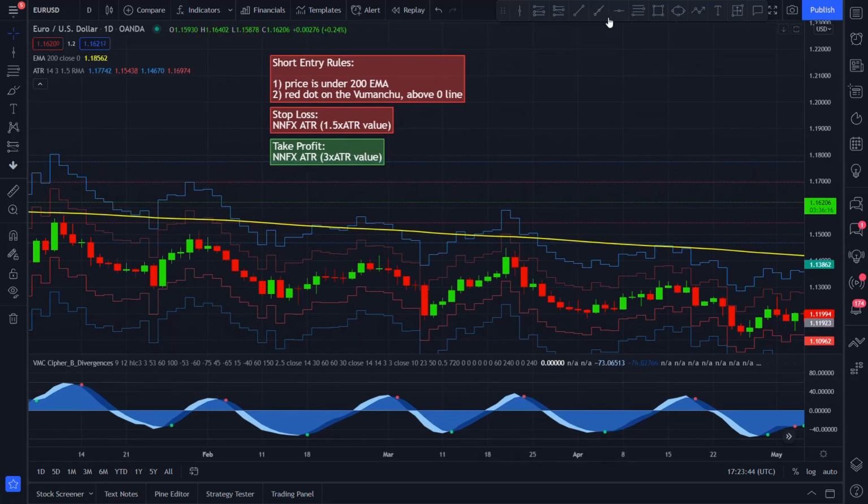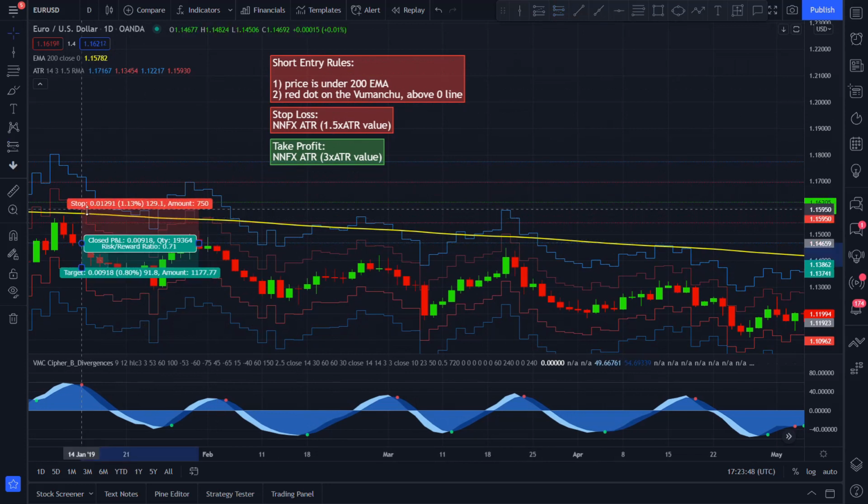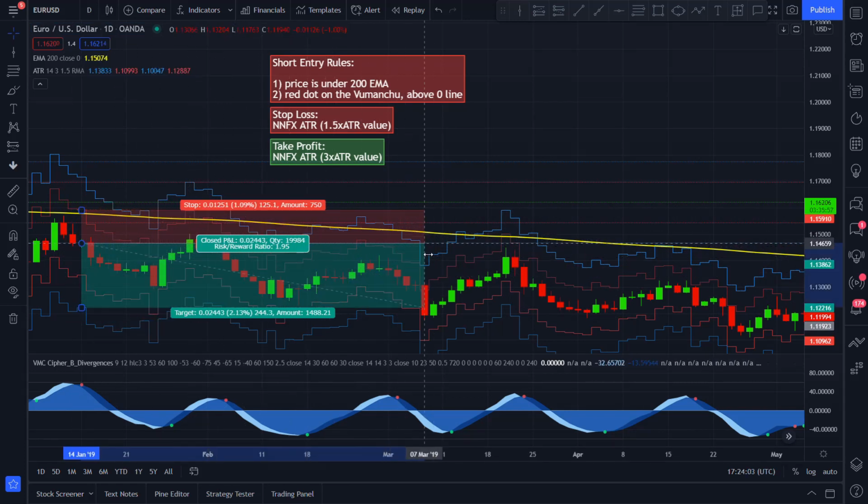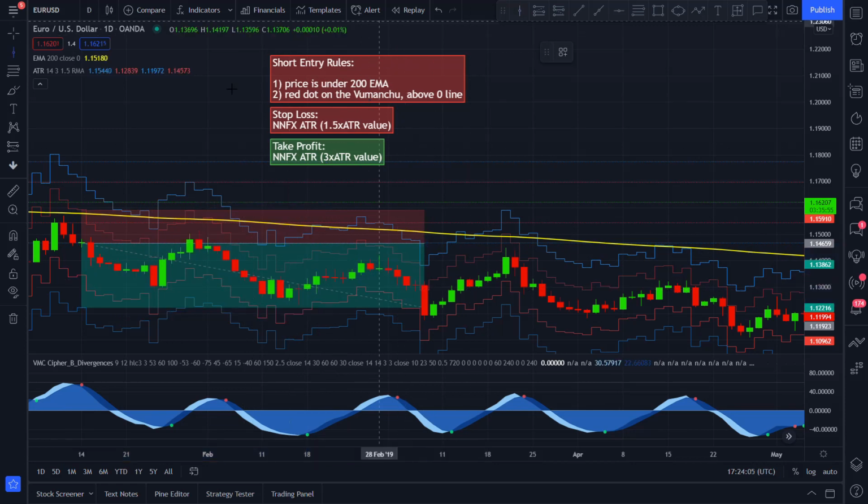So, let's see. If we take a short position right here, we set our stop loss to the NNFX ATR indicator and our take profit to the NNFX ATR indicator, which will give us a 1:2 risk-reward ratio again. As you can see, this one was a winner.